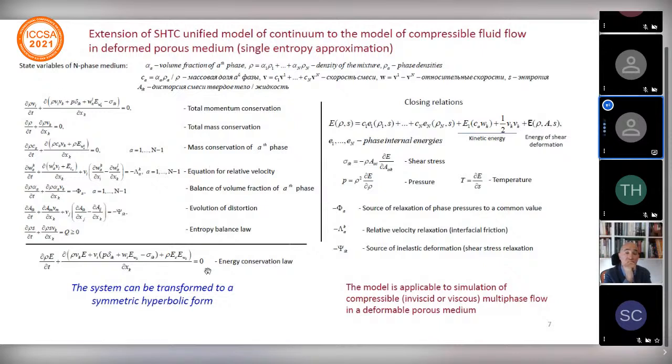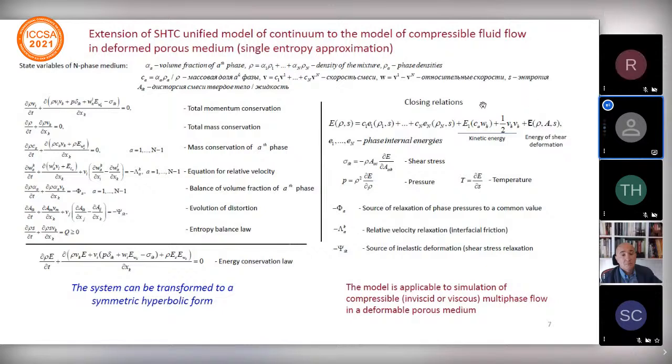So the important property of this system is that it is hyperbolic and can be transformed to a symmetric hyperbolic system in the sense of Friedrichs. Also, another important property is that the system admits an additional conservation law, the energy conservation law, and entropy grows. So the solution to this system satisfies thermodynamics laws.